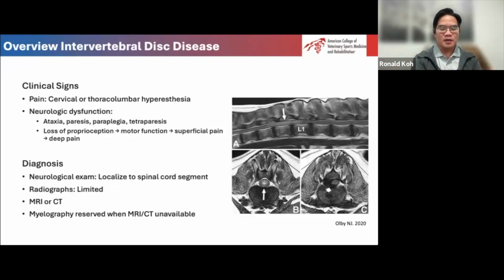Radiography is always the first step that we would do, but we all know that it has limited sensitivity diagnosing these problems. MRI is still the gold standard. CT can be helpful, especially when you combine it with contrast. Now, when MRI and CT are not available, some veterinarians might still consider myelography to diagnose IVDD. It's not common anymore, but it's still practiced in some countries.